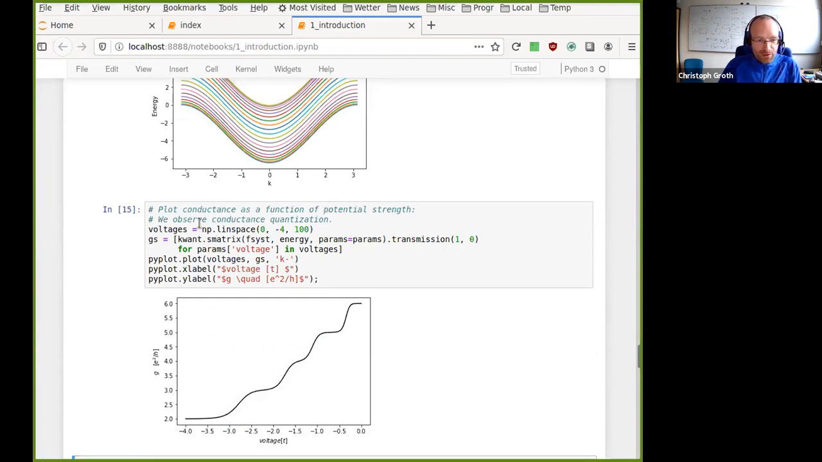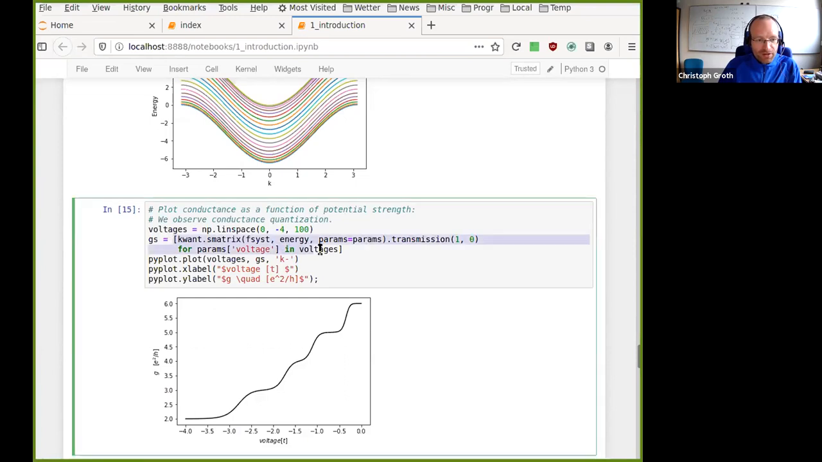So see what happens here. This is called, in Python, a list comprehension. It's like a loop which generates a list, and the loop variable here is actually a parameter. So params is a dictionary that holds the parameters. I pass it to quant as matrix to calculate the scattering matrix, and params voltage obtains all the values that are in voltages, and voltages is 100 values between 0 and -4.